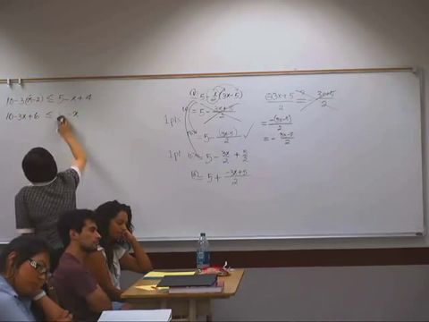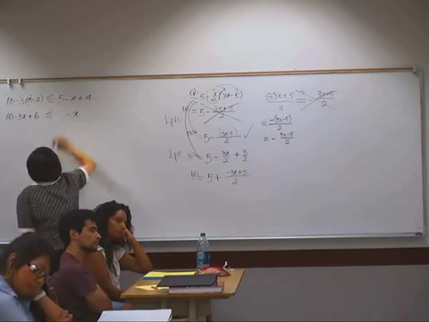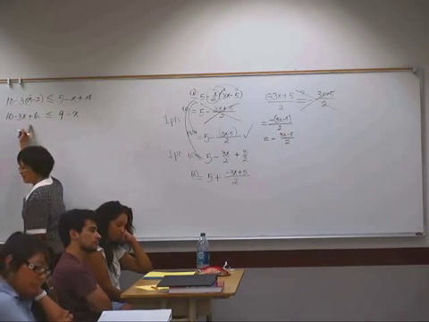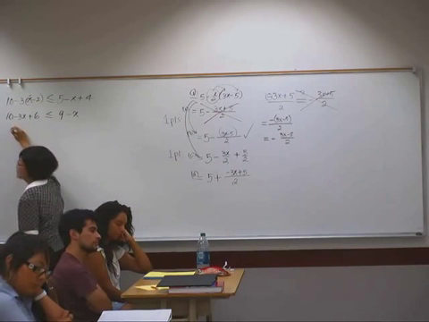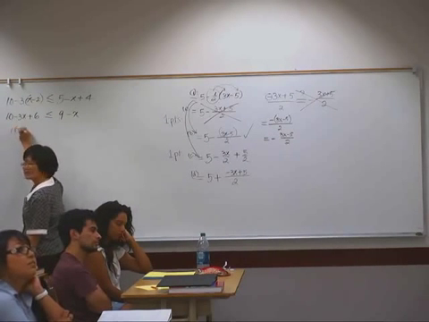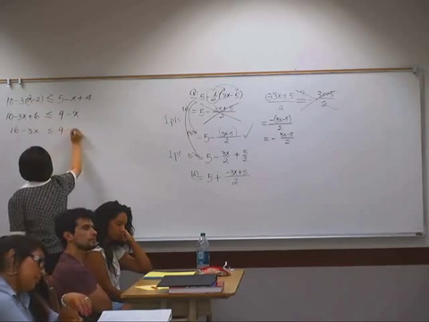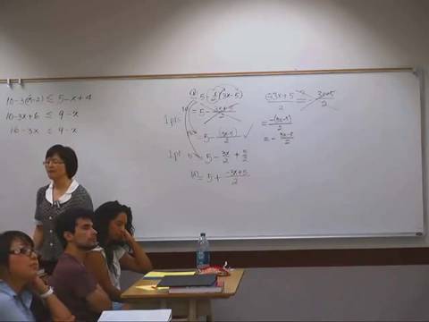Combining 4 and 5, you will get what? 9. Okay, what's next? Combine 10 and 6. What do you get? 16. Minus 3x less than or equal to 9 minus x. Is that okay so far? What's next?